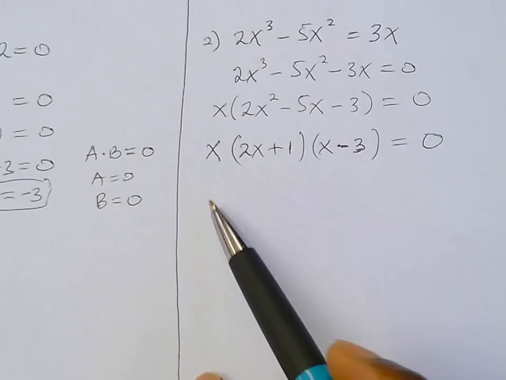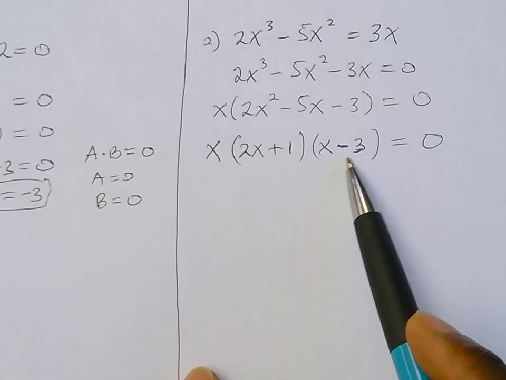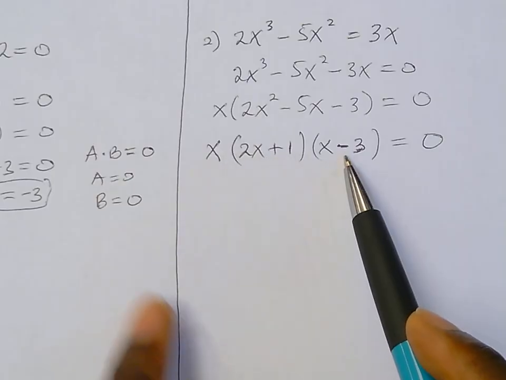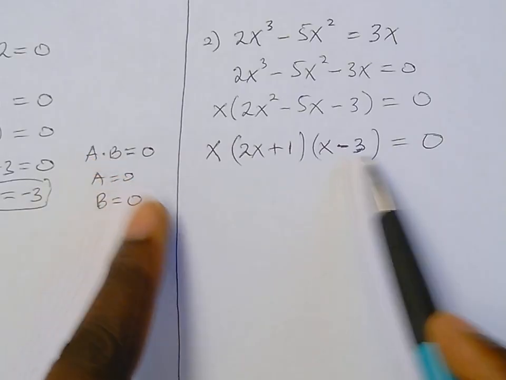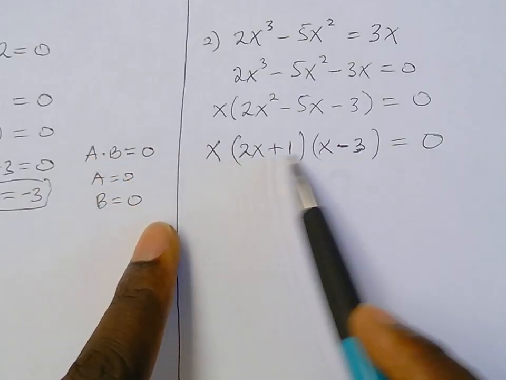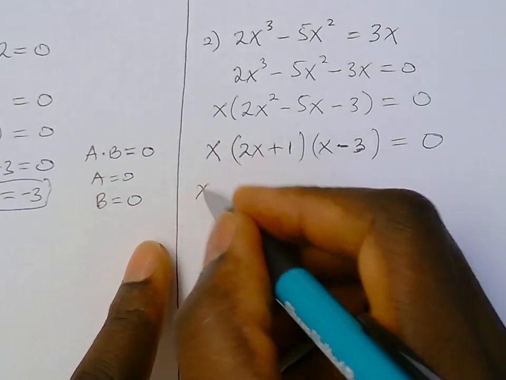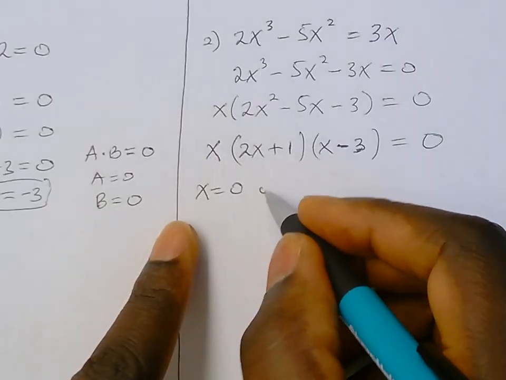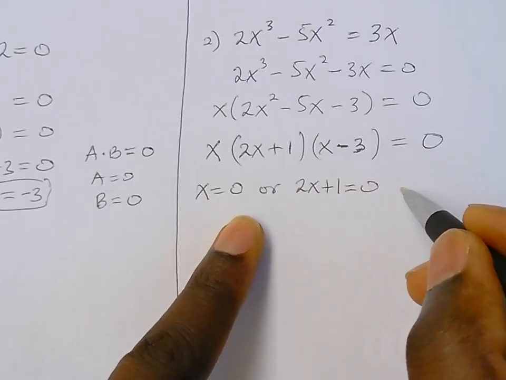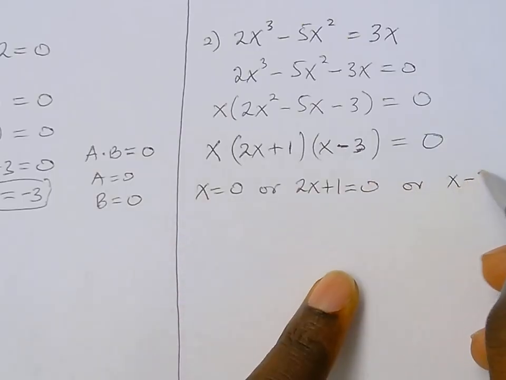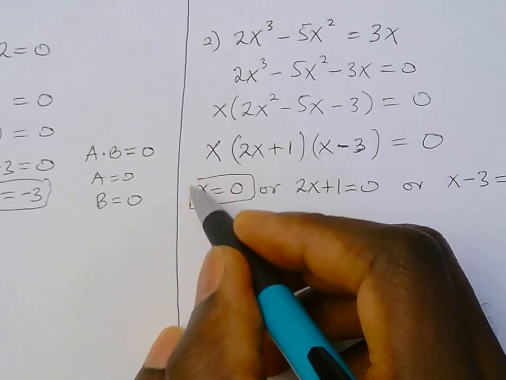All right. So now I have how many factors here? 1, 2, 3 factors. Again, using the same product rule, if 3 numbers multiply to 0, then either one of them equals 0 or all of them equal 0. So with that rule, I can say x equals 0, the first factor, or the second factor, 2x plus 1 equals 0, or x minus 3 equals 0. On this side, there's nothing we can do. We're done here.